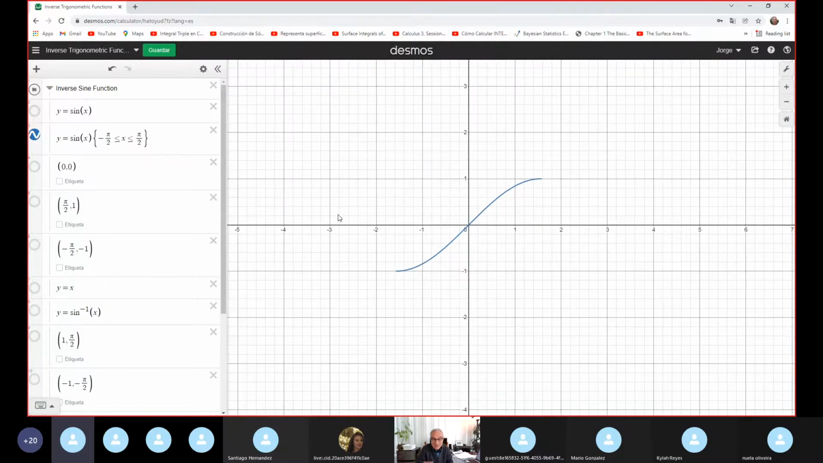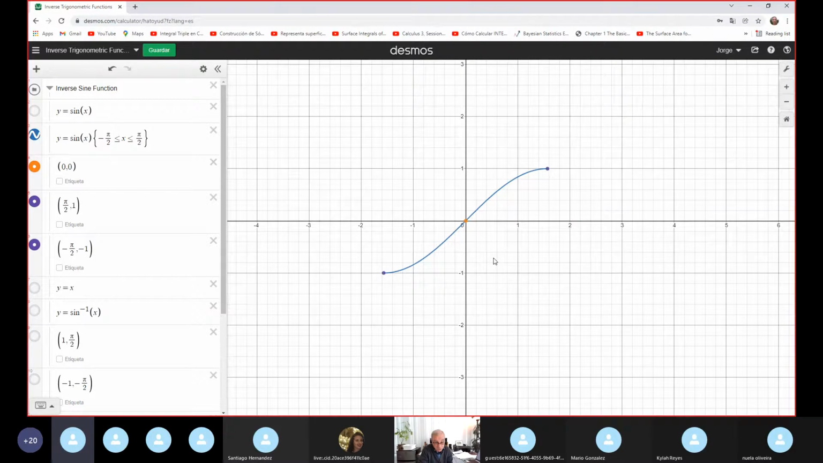And this is the agreement, an international agreement. All over the world, people take one piece of sine that is between negative pi over 2 and positive pi over 2. And now this piece of sine is one-to-one. Therefore, it's invertible. Now it's invertible.